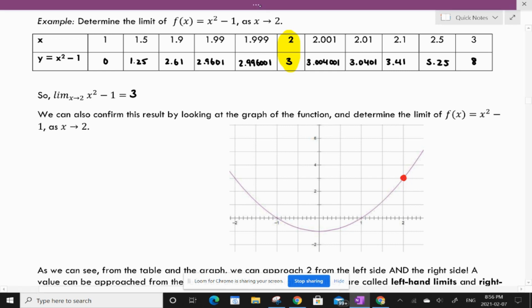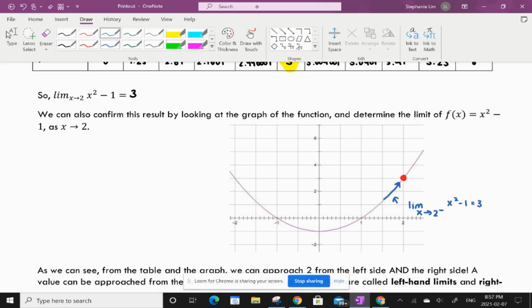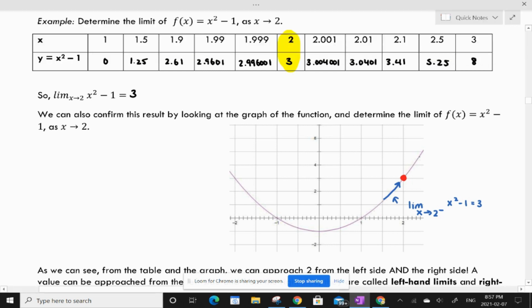Okay, now let's take a look. On the left-hand side, as our x values are getting closer to 2, notice how my graph is going towards y equals 3. If I write it, I'm doing the limit as x approaches 2 from the left-hand side of x squared minus 1. That's approaching 3 for me, right? It's going towards y equals 3. If I take a look now at the right-hand side, if I'm coming in this way, notice how it's going towards that y value of 3 as well.